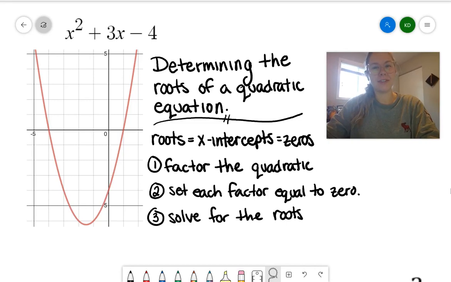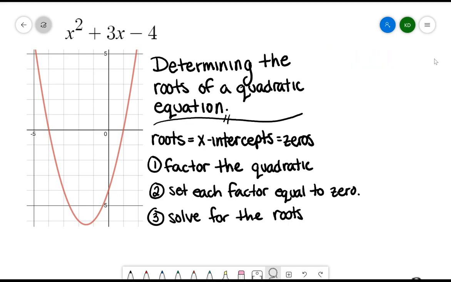Hey, this video is going to show you how you can determine the roots of a quadratic function algebraically. How we're going to do this is by three simple steps. Well, I shouldn't say simple, but three steps. We're going to be factoring the quadratic, we're going to set each factor equal to 0, and then we're going to solve for the roots. Sounds easy because we only got 3 steps to do, but there is some tricky stuff in here, so let's get started.